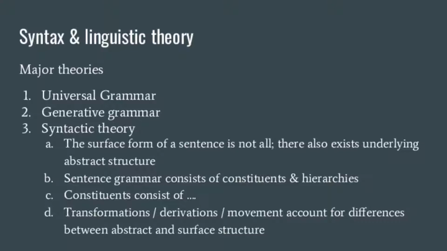Take John is easy to please. When John moves over to subject position, that's called a transformation or derivation or movement. This is how you explain the difference between the abstract structure, where John is the object of please, but he's actually in the subject of is. So John moves over there. Movement. And this is also kind of controversial. Not everyone believes in this. People who do research in Chomskyan syntax believe in it very strongly. If you want to have an argument with them, just ask them to provide empirical evidence.